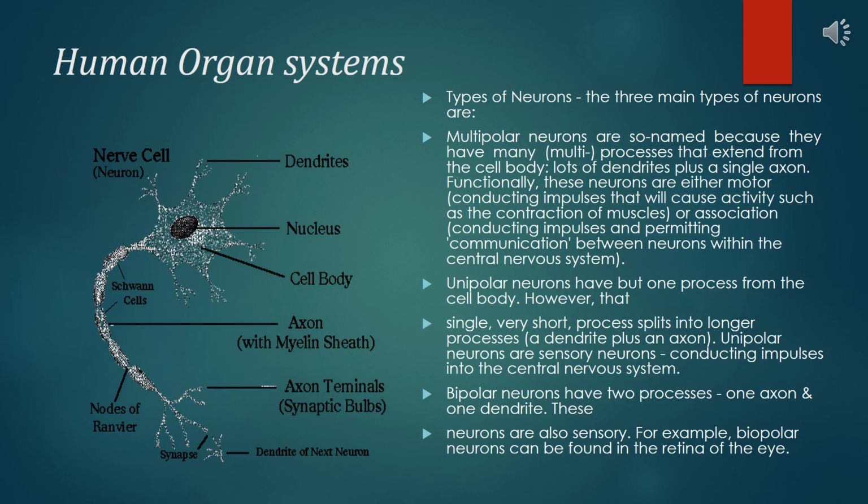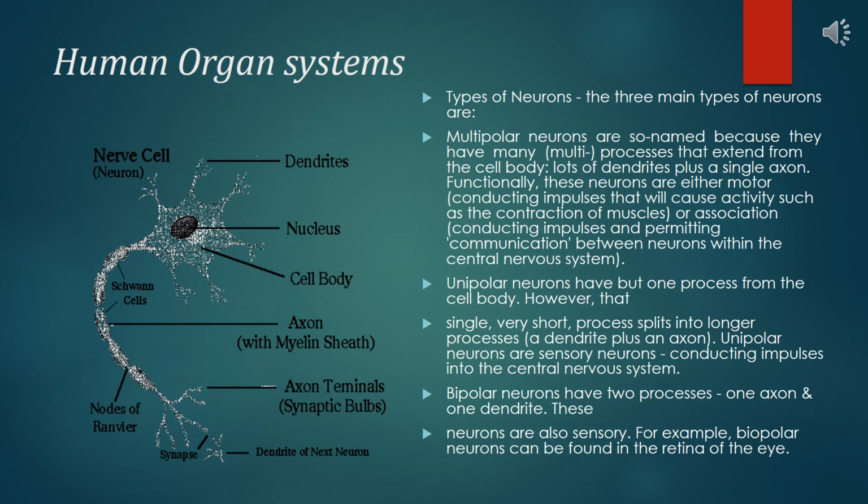Types of neurons. The three main types of neurons are as follows. Multipolar neurons are so named because they have many processes that extend from the cell body, lots of dendrites plus a single axon. Functionally, these neurons are either motor, conducting impulses that will cause activity such as the contraction of muscles, or association, conducting impulses and permitting communication between neurons within the central nervous system.